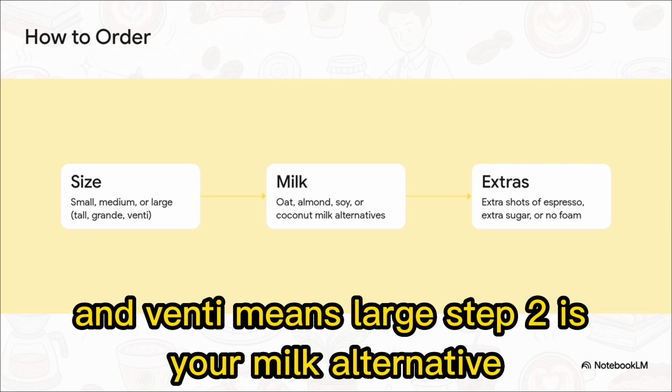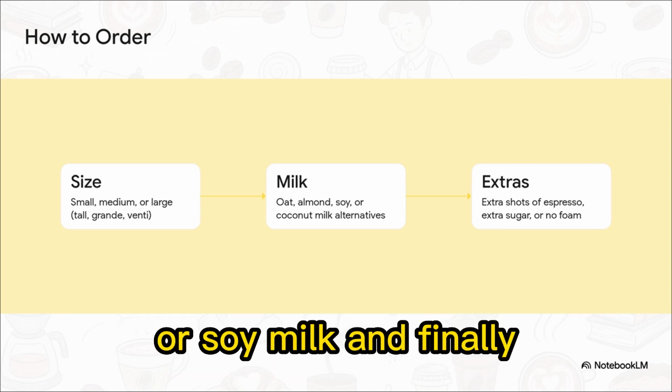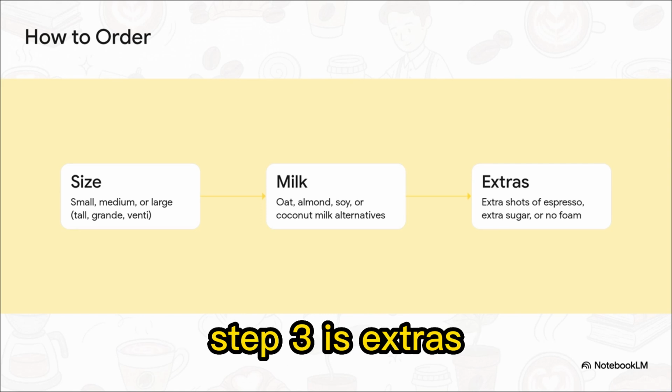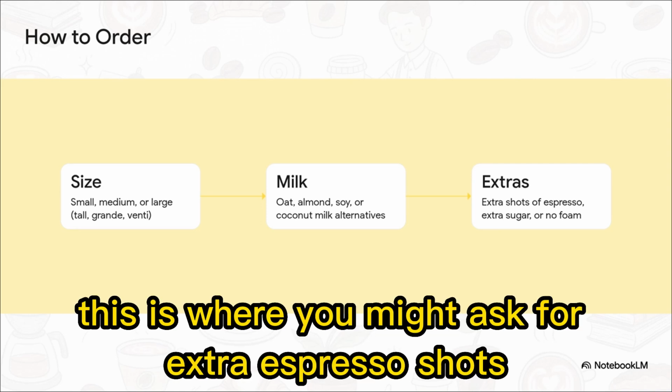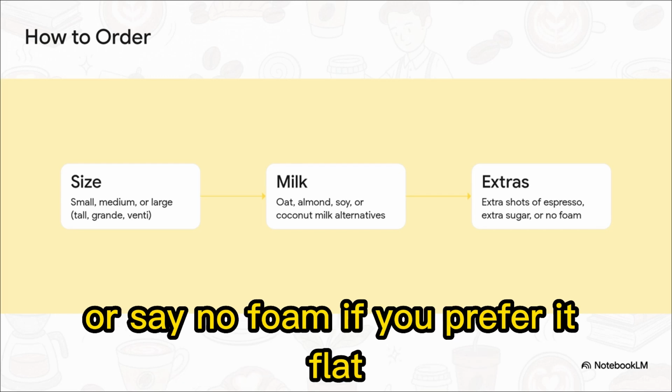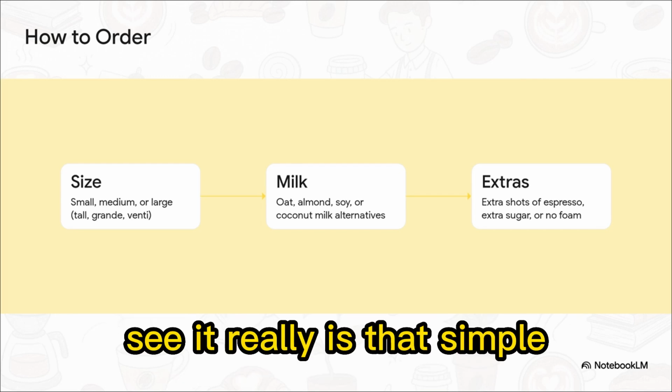Step 2 is your milk alternative, like oat, almond, or soy milk. And finally, step 3 is extras. This is where you might ask for extra espresso shots or say no foam if you prefer it flat. See, it really is that simple.